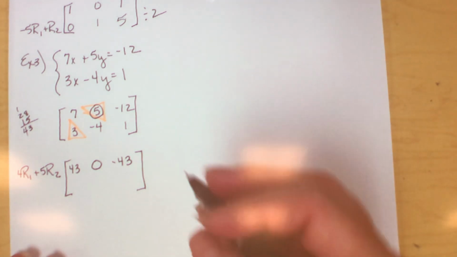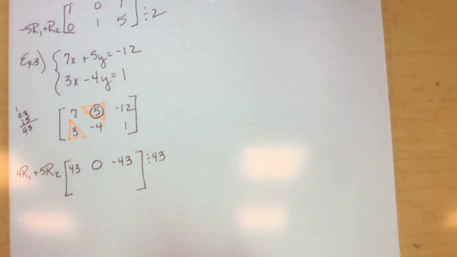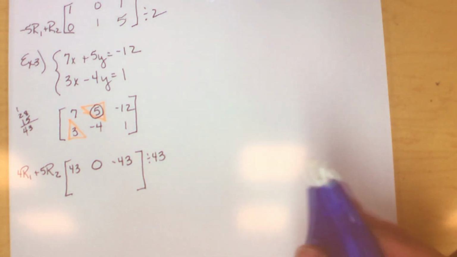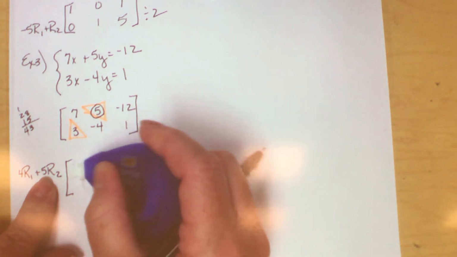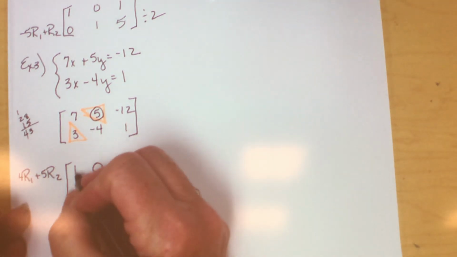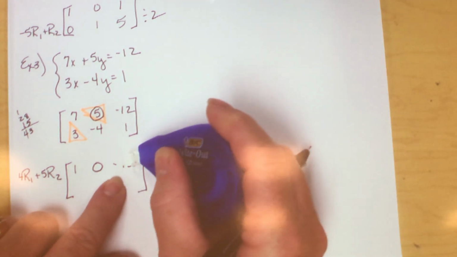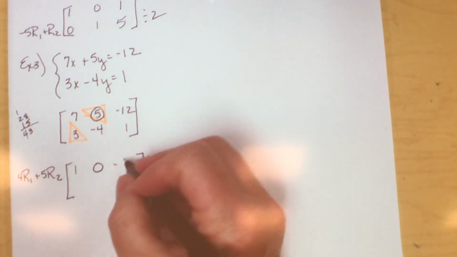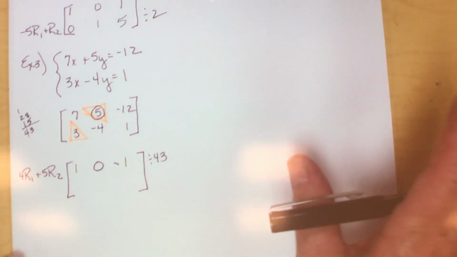Please tell me you know what we're going to do. Divide by 43. People, did just any Joe Schmo make these problems up? No. What is 43 divided by 43? 1. So X is 1? No. What is negative 43 divided by 43? Negative 1. So what's X? Negative 1. Negative 1.